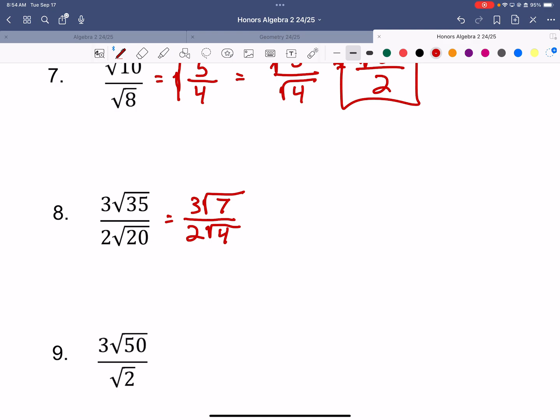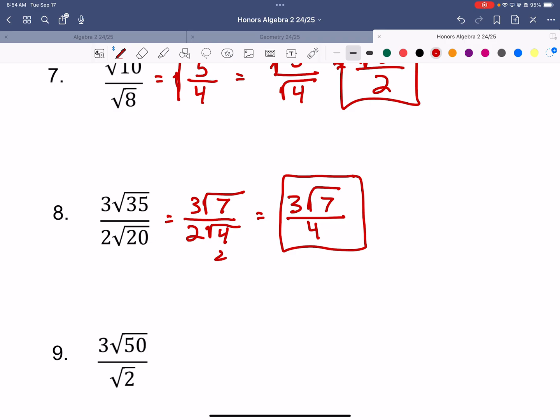Now do we have a perfect square? Yep, we got a perfect square in the denominator. Square root of 4 is 2. So on the numerator, we didn't do anything. Square root of 4 is 2. 2 times 2 is 4. That's your solution and you're done.